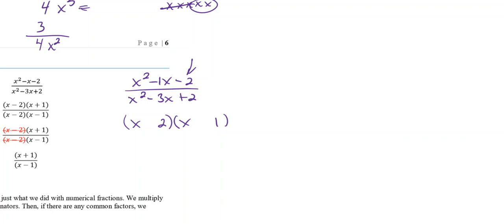The 2, right? And that makes sense. Negative 2 plus 1 would give me negative 1. Okay, so the top is factored. And then on the bottom, we'll factor that one now, right? Now we're looking at this one. We're looking for numbers that multiply to 2.